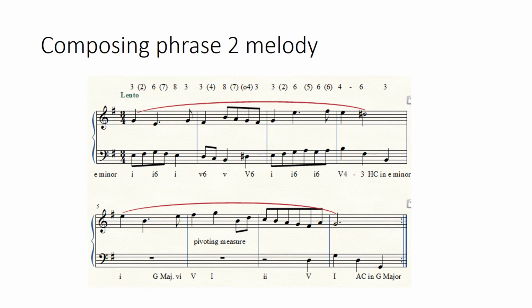In measure 6, we see that I've written, this is the pivoting measure. So I'm trying to get a D natural in here to ensure that the D sharp we heard so strongly at the end of phrase 1 is now not part of our ear.